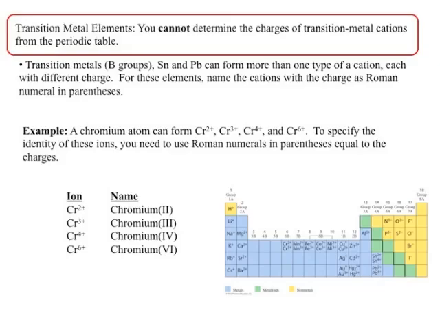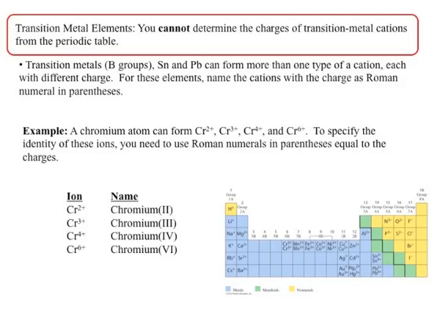The elements in transition metals, and also some exceptions such as tin and lead, can form more than one type of cation with different charges. For example, let's look at chromium. Chromium atom can form Cr2+, Cr3+, Cr4+, and Cr6+. So the chromium atom can form any of these 4 different cations.